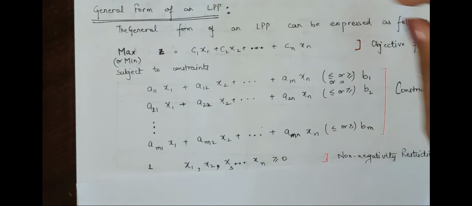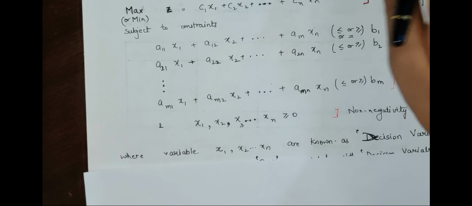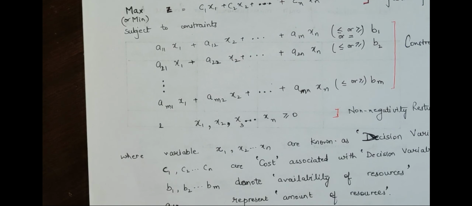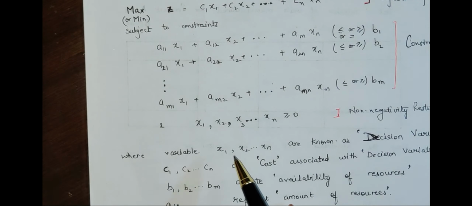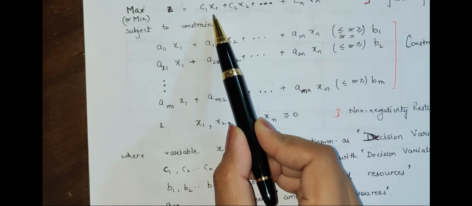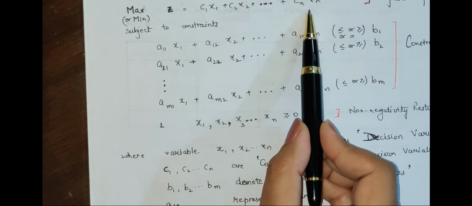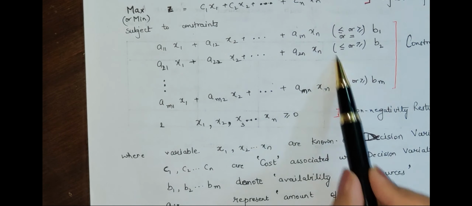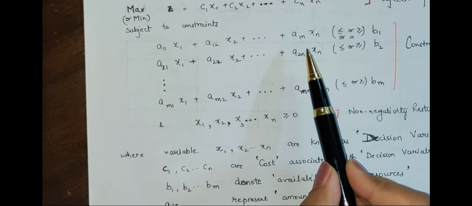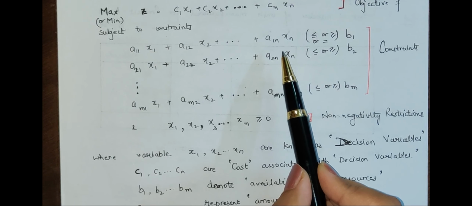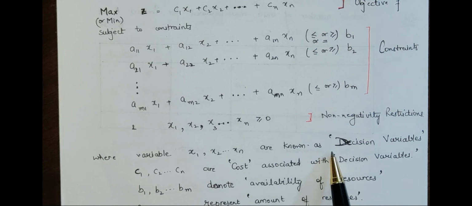Now let us discuss the symbols. You first saw that we started with maximize z equals c1 x1 plus c2 x2 and so on. Each and every term involved x1, x2, xn. So what are these x1, x2, xn? They are known as the decision variables, because the whole problem revolves around them. That's why the notation for them is decision variable.